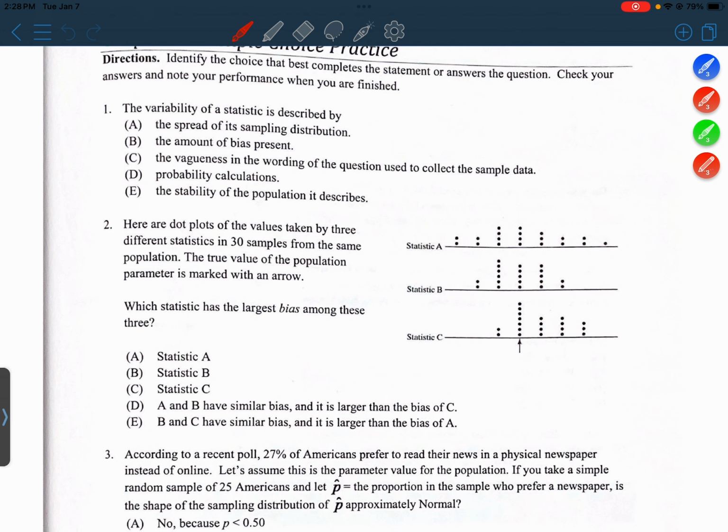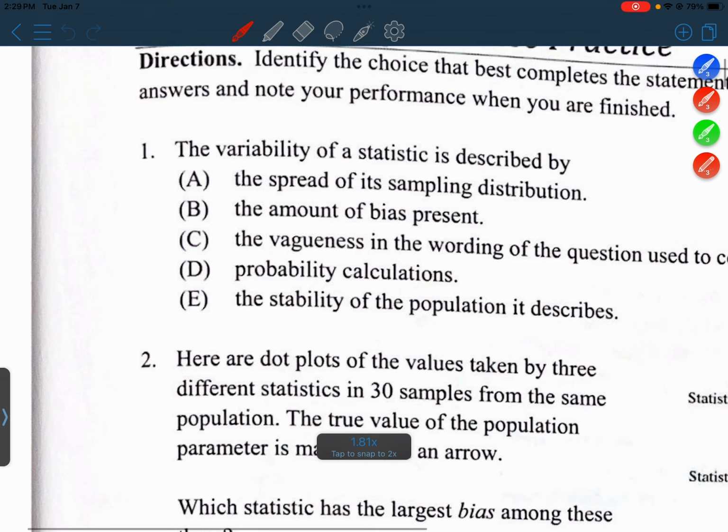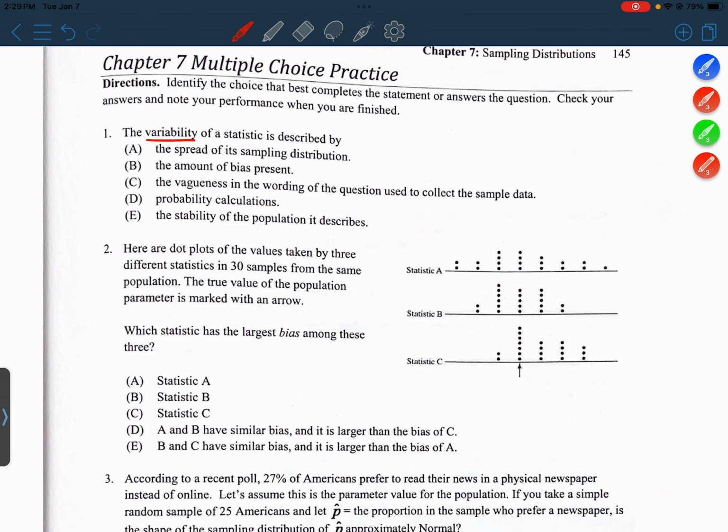All right. So in a general sense, variability describes how, well, in terms of standard deviation, variability describes the typical distance from the mean. Now, in terms of a statistic, the variability describes the typical distance of the estimates from the true value that they're trying to estimate. Now, I'm going to use the dot plots here in the next question to help me describe this idea.